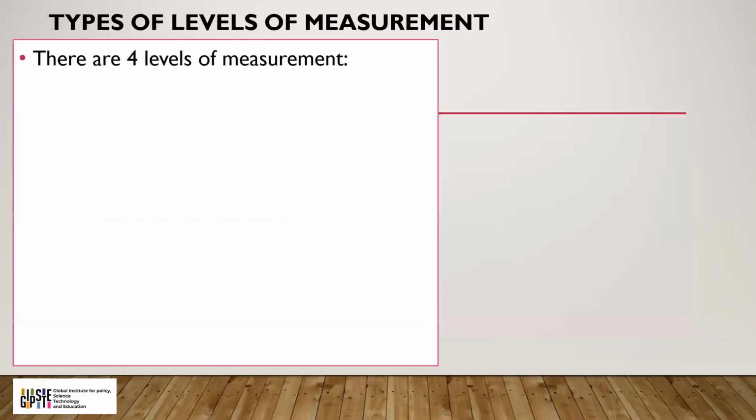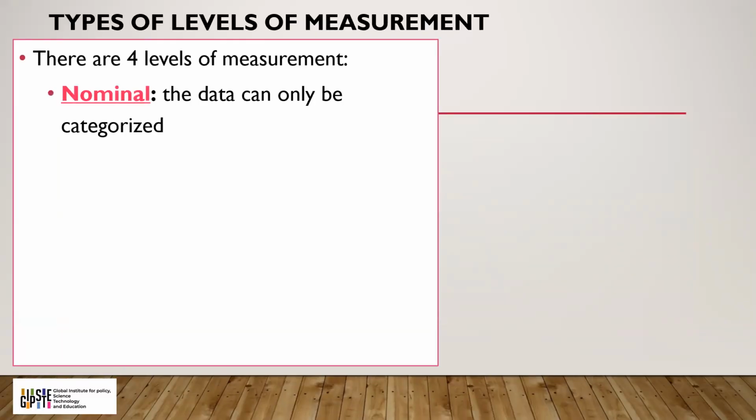Types of levels of measurement. There are 4 levels of measurement. The first is nominal. The data can only be categorized for the case of nominal variables. It can take the form of a binary, or 3 or more categories, or multi-class factors.